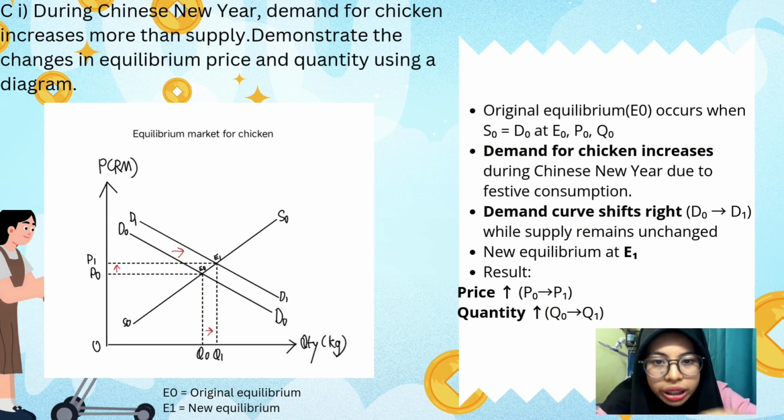As a result, the market moved to the new equilibrium point E1. At this equilibrium, the price increased from P0 to P1 and the quantity increased from Q0 to Q1. This shows that the demand increases more than supply. Both price and quantity in the market will rise.